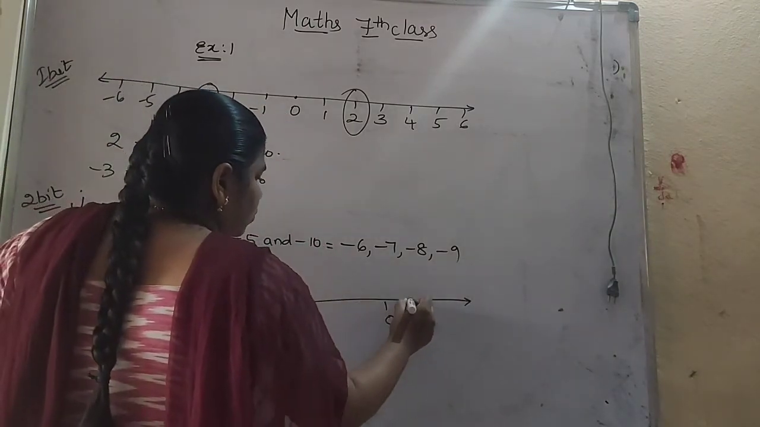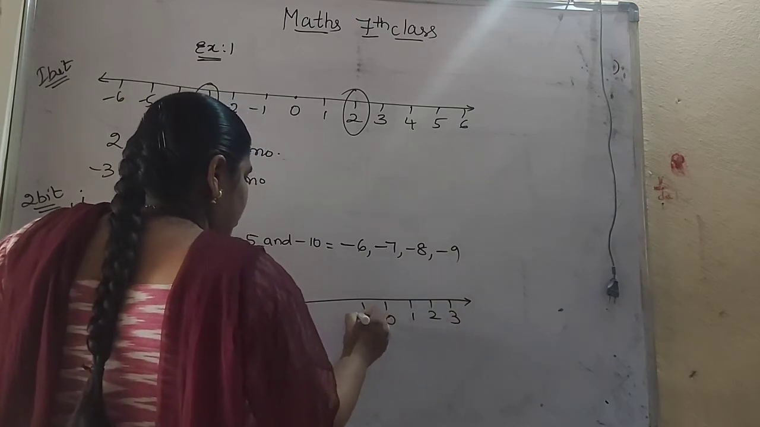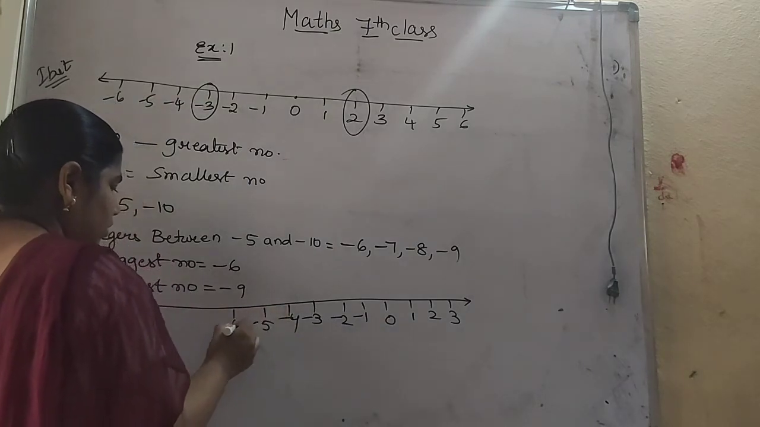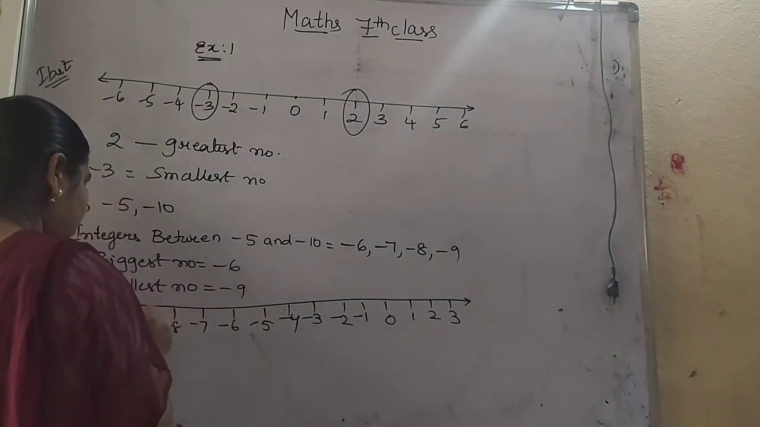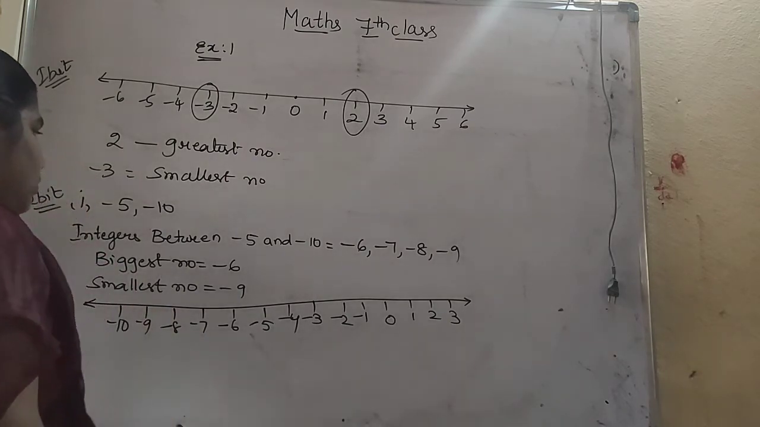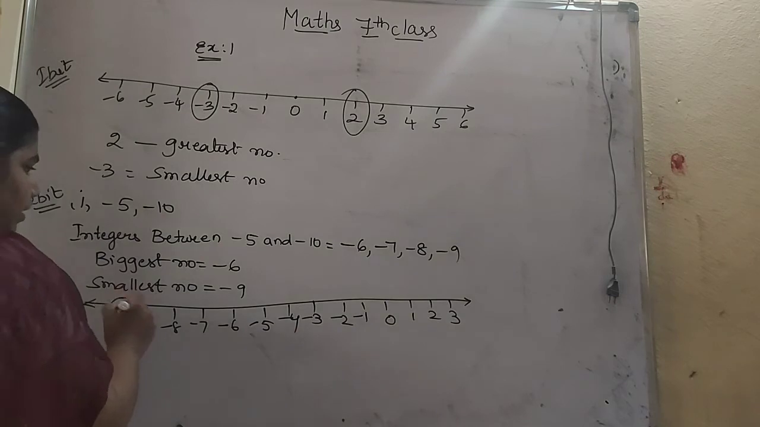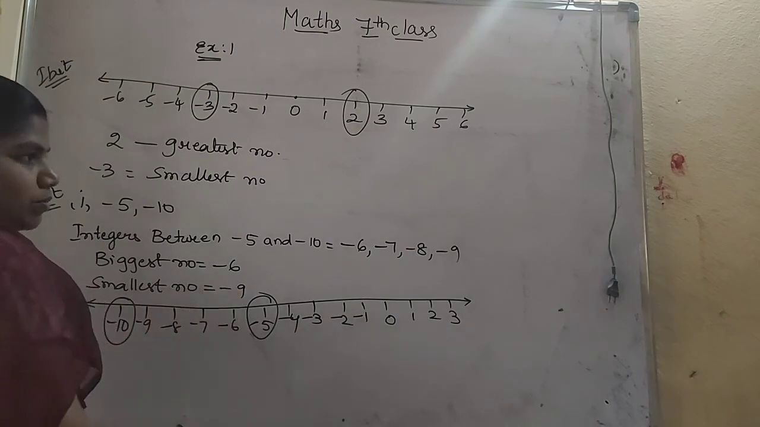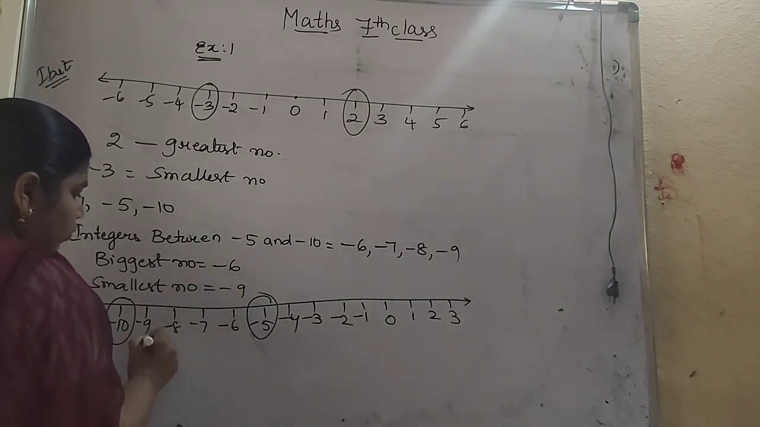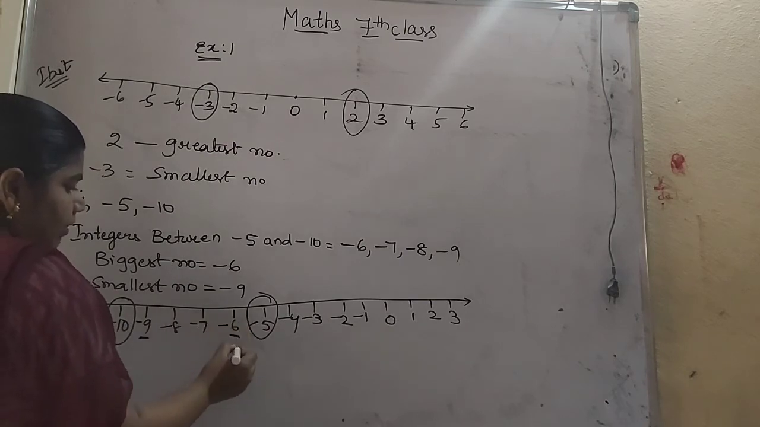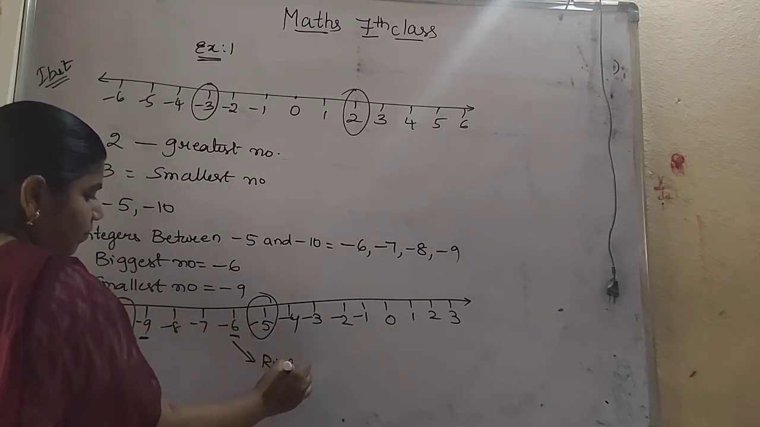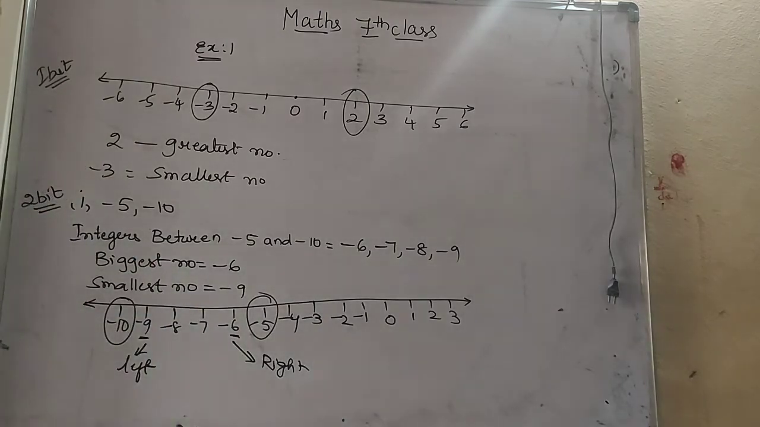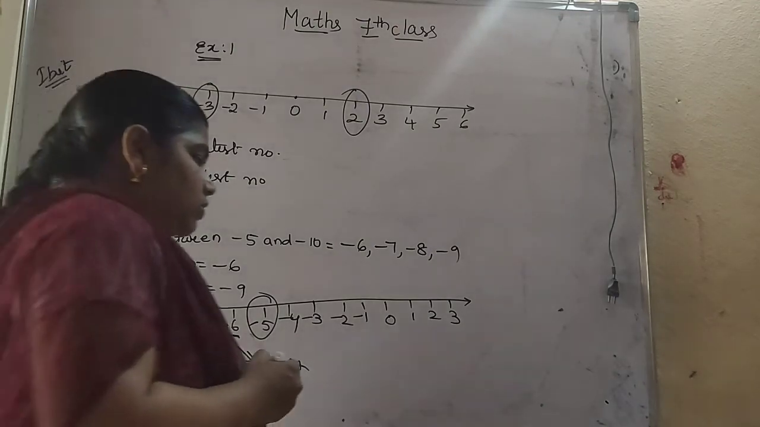So here: 0, 1, 2, 3, minus 1, minus 2, minus 3, minus 4, minus 5, minus 6, minus 7, minus 8, minus 9, minus 10. They are asking for the between numbers of minus 10 and minus 5. Here I wrote the biggest number as minus 6 and the smallest number as minus 9. Comparing only these two numbers, minus 6 is lying on the right side and minus 9 is lying on the left side. That's why I wrote minus 6 as the biggest number and minus 9 as the smallest number. So, next question.